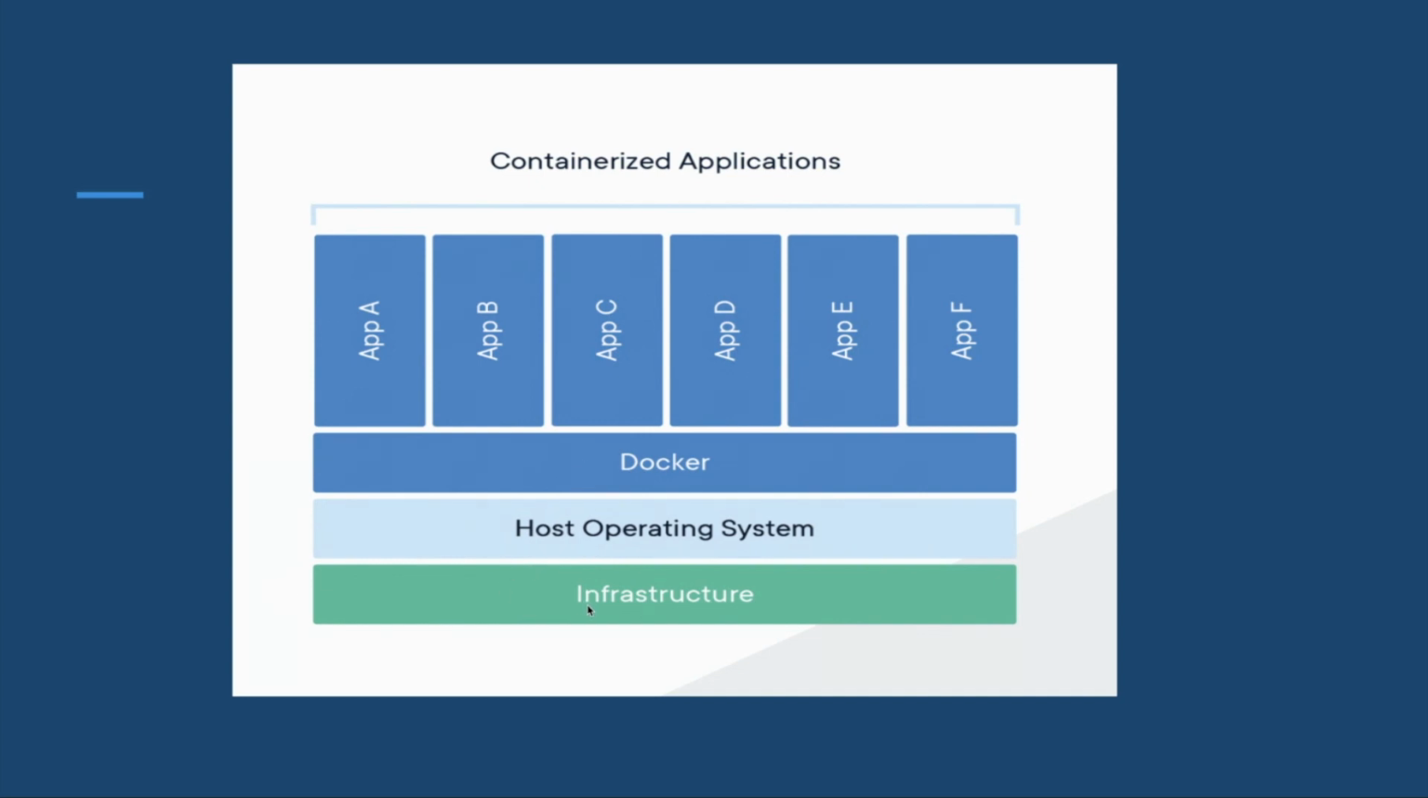The first layer is infrastructure, which in my case is a machine. It's a MacBook, right, which has 16 gig of memory, 250 gigs of storage, and 8 CPUs, right? And then the host operating system. So in my case, it is Mac operating system. I believe it's Catalina. In your case, it can be Windows, it can be Ubuntu, right?